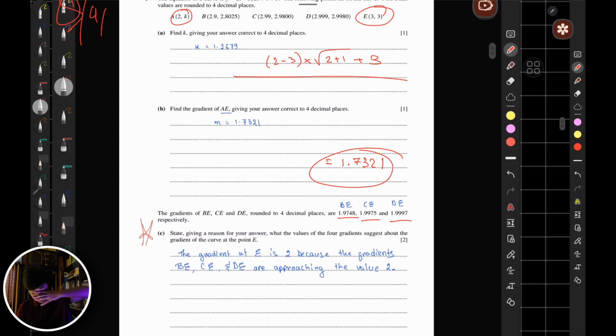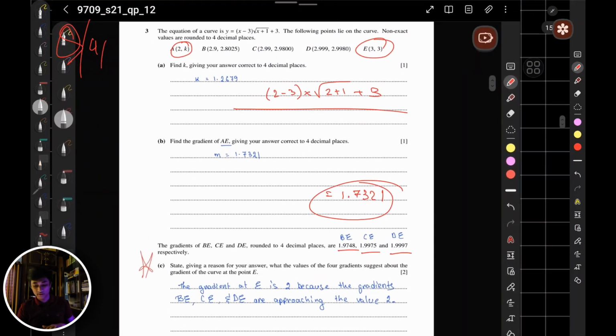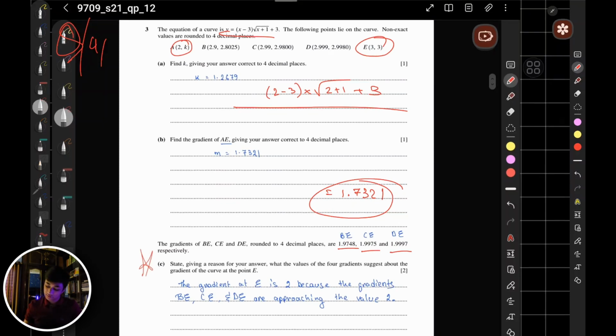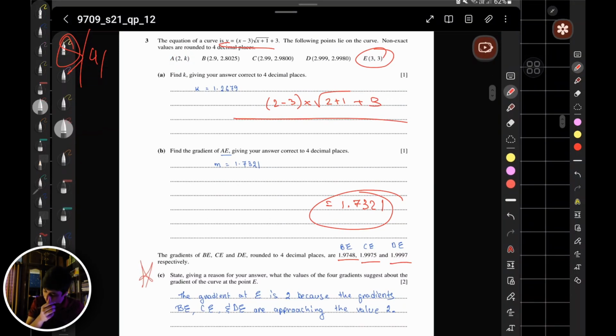The gradient, okay, so there's a curve, you don't know the shape of the curve, right? Because this is a pretty different and unique sort of curve. So it's not a direct quadratic curve. Okay, so you don't know the shape of the curve, but you can predict the gradient of the curve from the given information. They've given you that the gradient from B to E is 1.97 whatever.